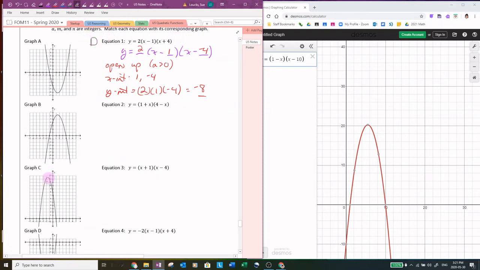Put that here, so graph D, and then I'm going to just, for my own use, write equation 1 with graph D so that I know that it's been used up. Okay, let's look at equation 2.